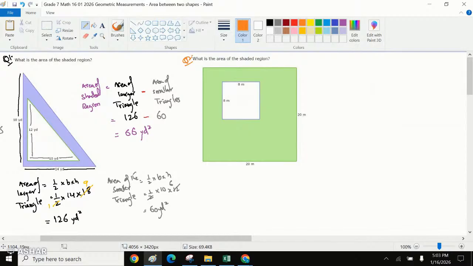So what we can see over here is that this is 20 by 20. That means both the lengths are same. It's a square. We can say this is 8 meter by 8 meter. If both the dimensions are same, the length and the width, or the length and the breadth have the same value, that means the shape is a square.